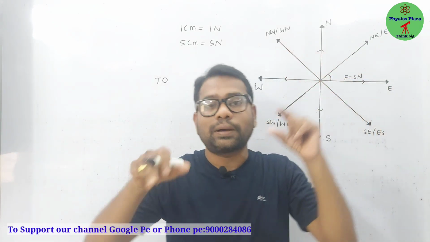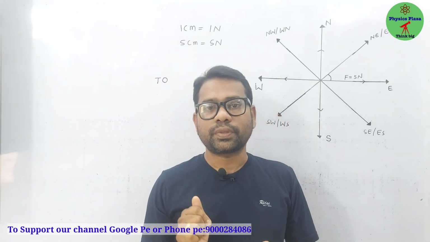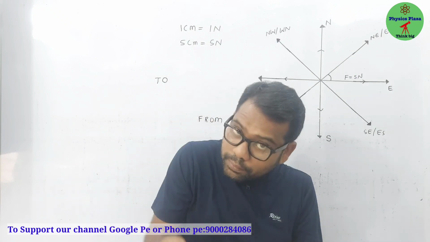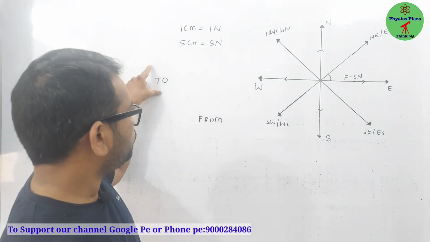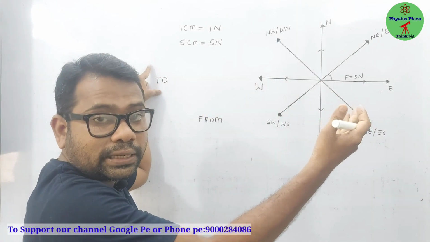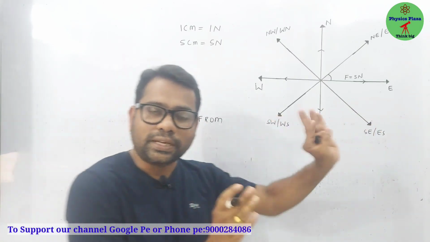Then the from address will come. So where that letter has to go should come first, and where that letter is coming from should come second. I repeat once again: the "to", where you are sending that letter to, that should come first. From where that letter is going, that should come second.